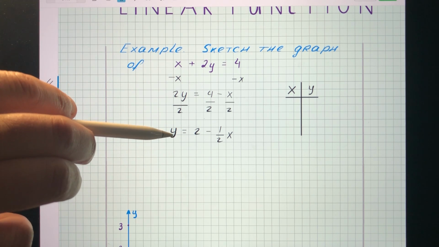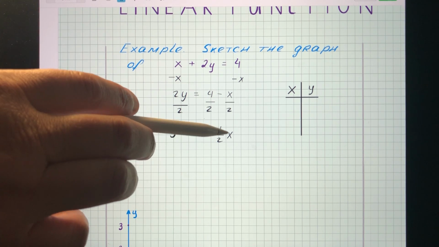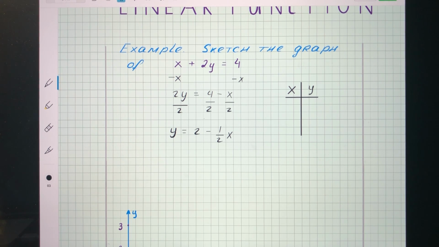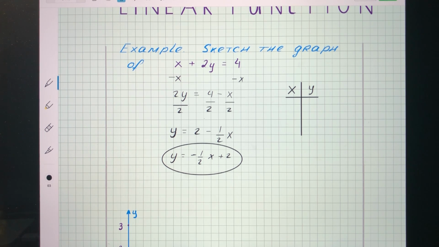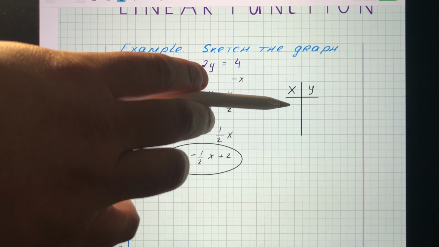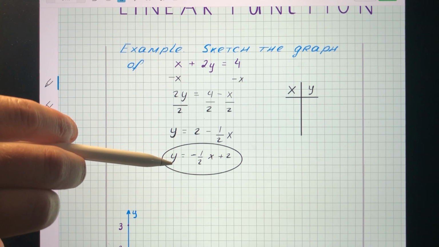We usually write the equation of a linear function with the x first, the slope number first. Let's rearrange the equation, and that makes y equals negative 1/2 x plus 2. This is the same equation as the one we were given, written in slope-intercept form. Now, let's use this equation to fill in the table. All we need is 2 points that go with this equation.